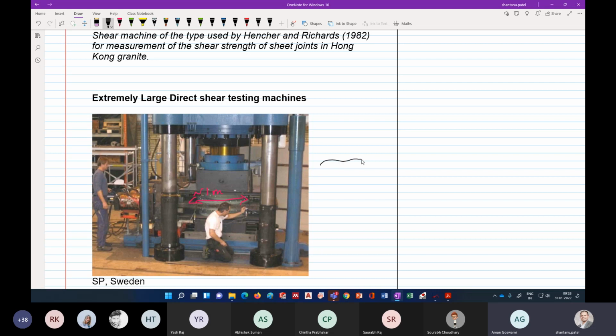So the joint may look like this. Okay. So let's say in the first setup, you test the specimen here, and you test the specimen here, and you test the specimen here. What do you think? Which will give you higher strength? One, two, three. Which will give you the highest strength?